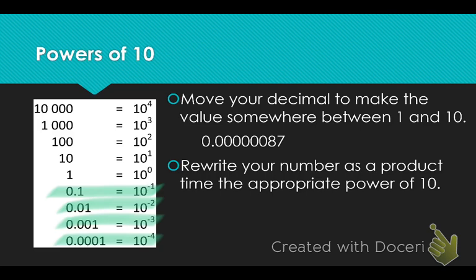So if I have the number 0.0000087 and I want to rewrite it as a product times the appropriate power of 10, I need to figure out how many times to move my decimal. I need the number to be between 1 and 10, so I'm going to move it in between the 8 and the 7. That's where it's going, and I'm moving it 1, 2, 3, 4, 5, 6, 7 times. So that is going to be times 10 to the negative 7. So it's 8.7 times 10 to the negative 7.